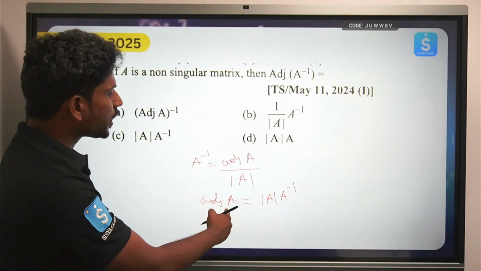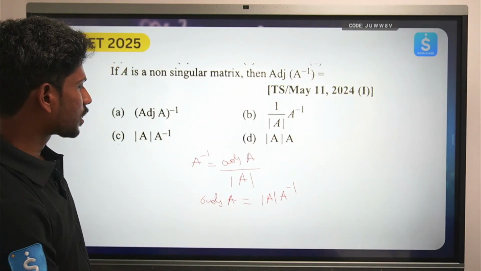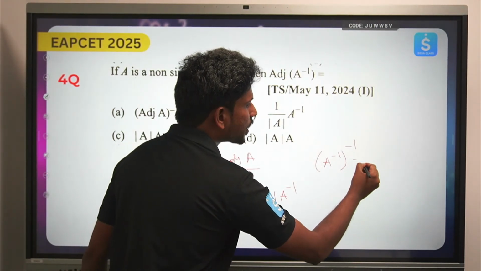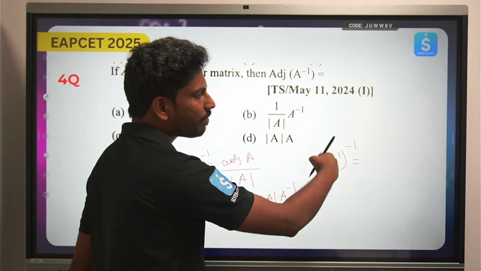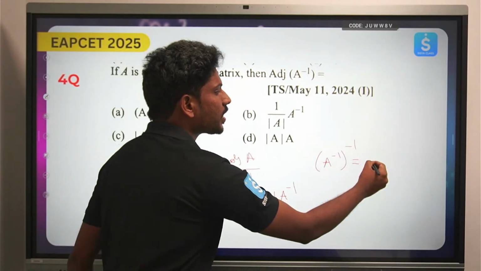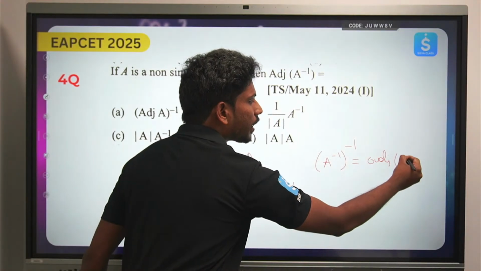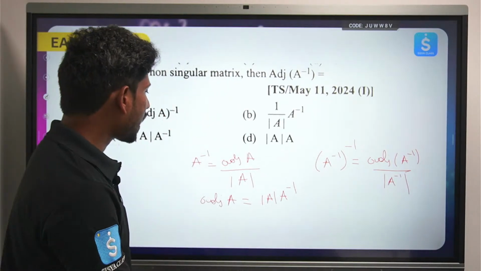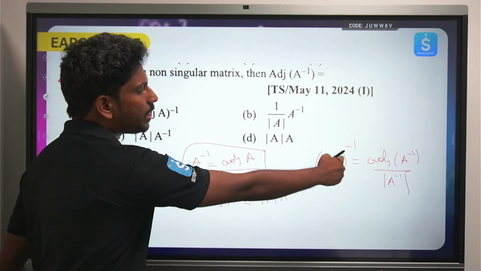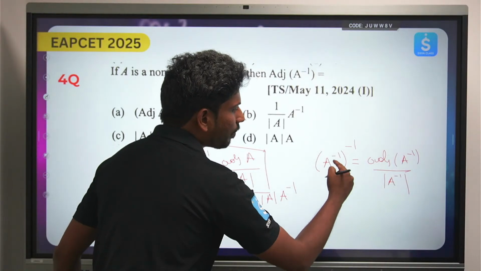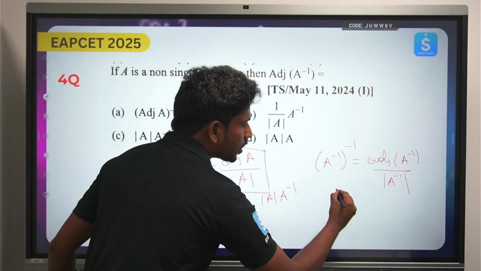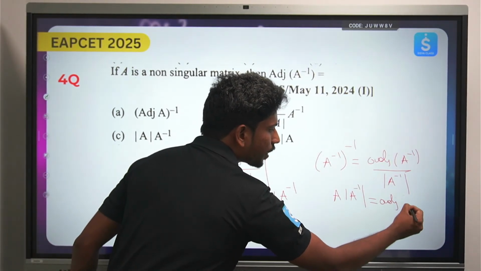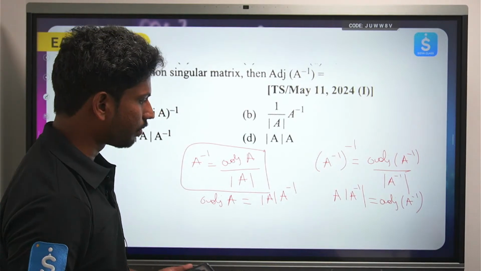Now if you see here, adjoint of A inverse, what does it become? Can I do some manipulation like this? A inverse whole inverse, in place of A inverse, just taking this A inverse as some element B. So B inverse is nothing but adjoint of A inverse by det of A inverse. So the same formula, I am taking A to be another A inverse just in order to get this relation. So from here A inverse whole inverse will become A. So A into det A inverse is equal to adjoint of A inverse.